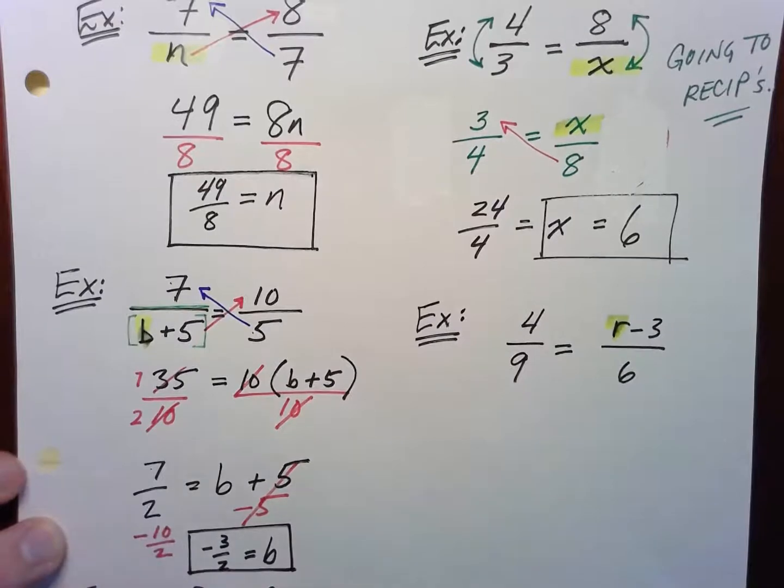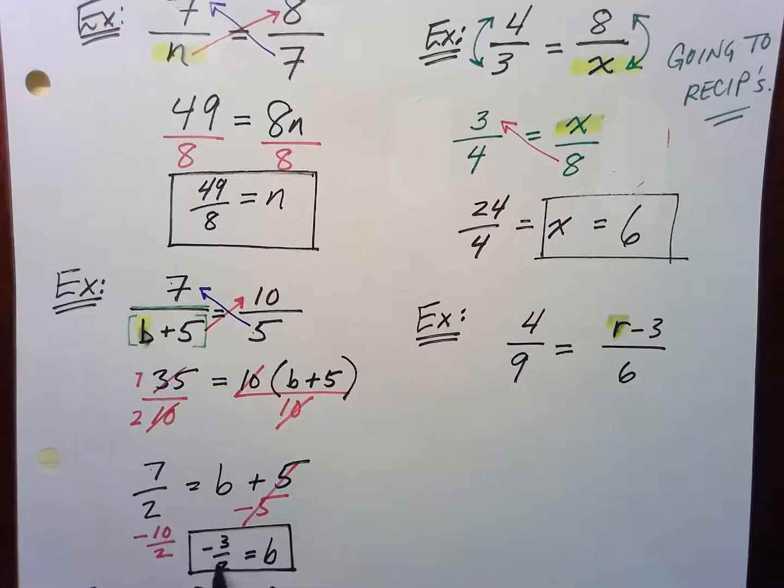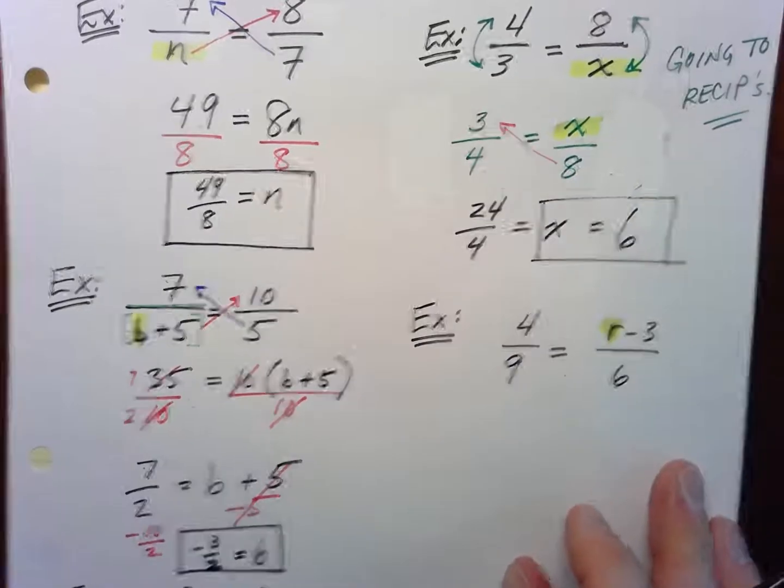7 minus 10, okay? I do this right, 35 divided by 5 and 10 divided by 5. Yeah, it looks right to me. If I've made a mistake, just call me out in class.